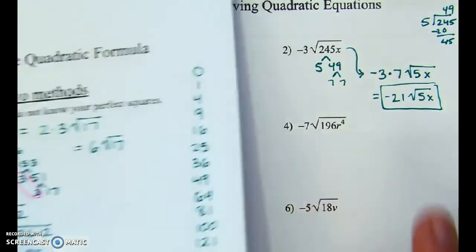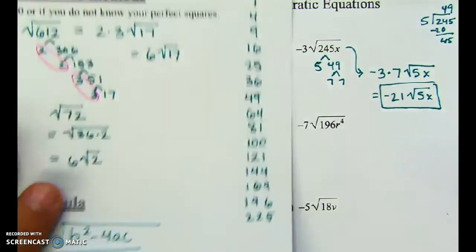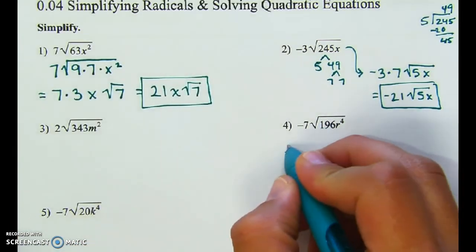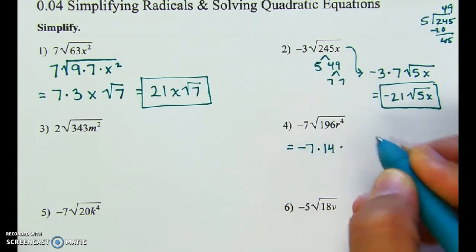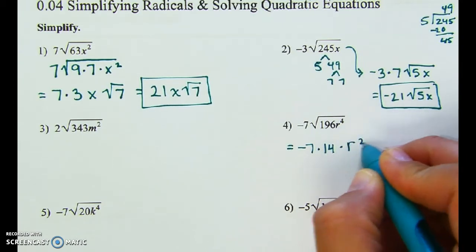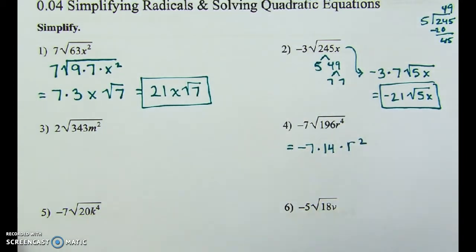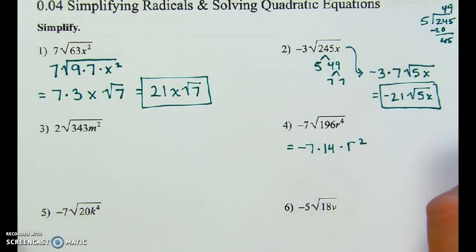196. Isn't that on our list? 196, you guys, is the perfect square of 14. It's 14 squared. So here we have negative 7 times 14 times, what do you suppose the square root of r to the 4th is? It's r squared. So we're done, but we need to figure out what negative 7 times 14 is.